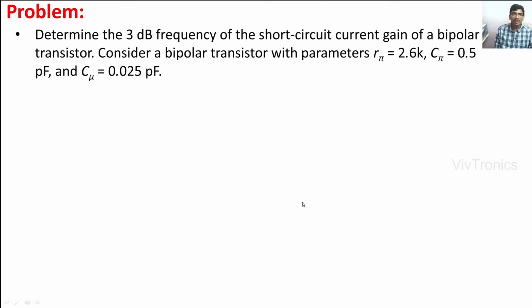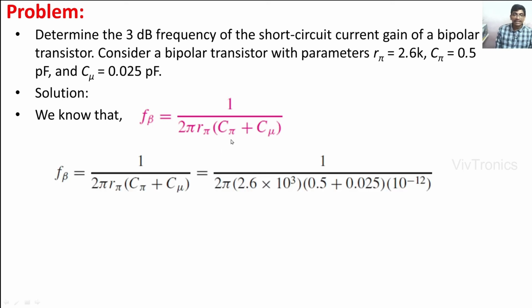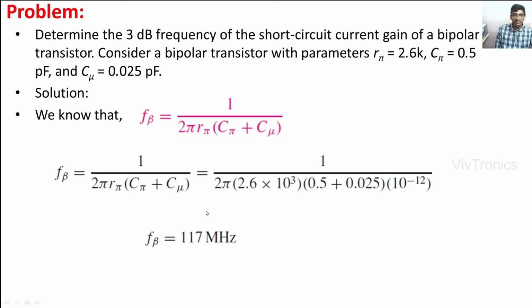And we are going to see one problem regarding this short circuit current gain. Determine the 3 dB frequency of the short circuit current gain of a bipolar transistor, and also consider the parameters R pi equal to 2.6K, C pi equal to 0.5 picofarads and C mu equal to 0.025 picofarads. We know that f beta, the beta corner frequency, is equal to 1 by 2 pi R pi into C pi plus C mu. If you substitute the values of C pi and C mu, then the value of f beta you can get as 117 megahertz.